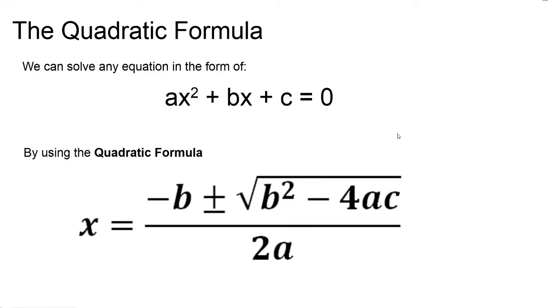So basically, the quadratic formula says that we can solve any equation in the form of a times x squared plus bx plus c equals 0. And we can use the quadratic formula here: x is equal to negative b plus or minus the square root of b squared minus 4ac, all divided by 2 times a.